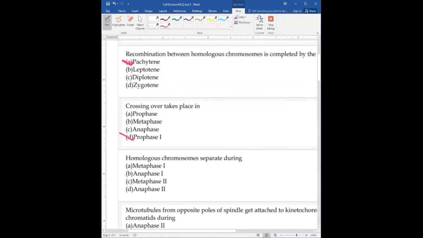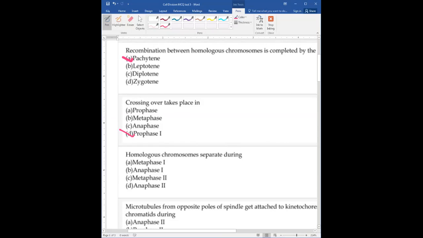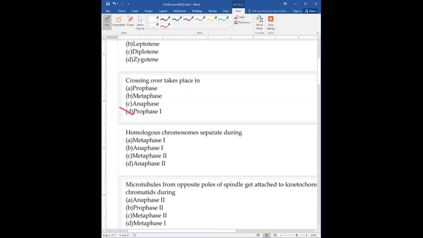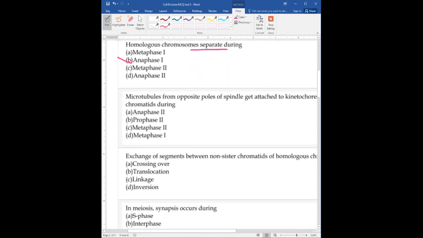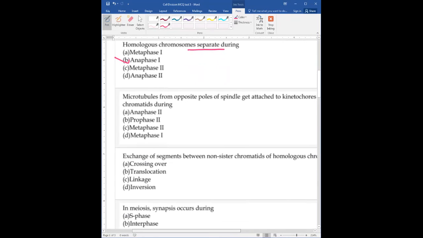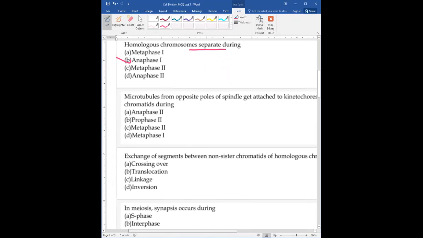Next, Zoe, homologous chromosomes separate during. So we are talking about separation of homologous chromosomes. Very nice, Zoe. Danishka has also given me the right answer. What is it? It is going to be anaphase 1. Right. Now, the next thing: microtubules from the opposite poles of the spindle get attached to the kinetochore of the chromatid of sister chromatids during.